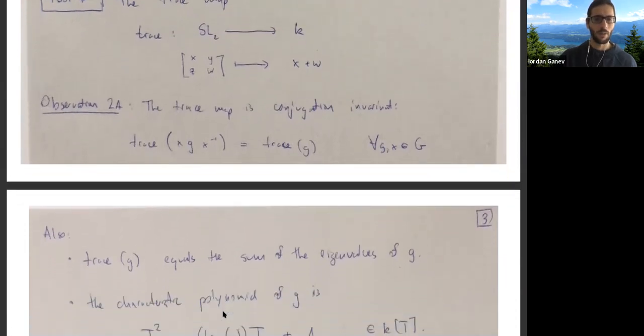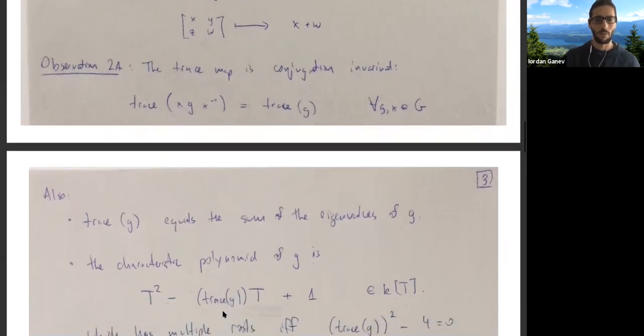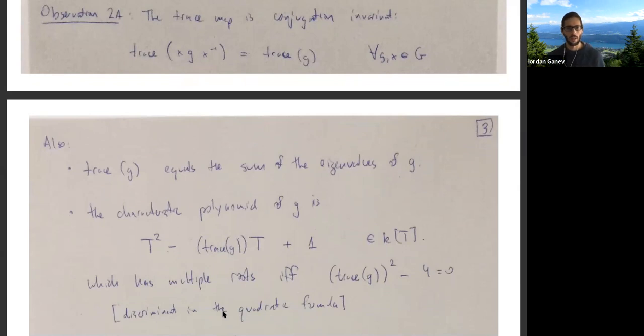Another observation that follows pretty easily is that the trace is the sum of the eigenvalues of a matrix. So the characteristic polynomial of G is, in this case, a polynomial of degree 2: t squared minus the trace of G, that's the coefficient on t, and then the constant term is 1 because that's the determinant. So right away we see that this is a quadratic polynomial. We can figure out using the quadratic formula that it has multiple roots if and only if the discriminant is 0. The discriminant is trace squared minus 4. That's equal to 0 if and only if the trace is plus or minus 2.